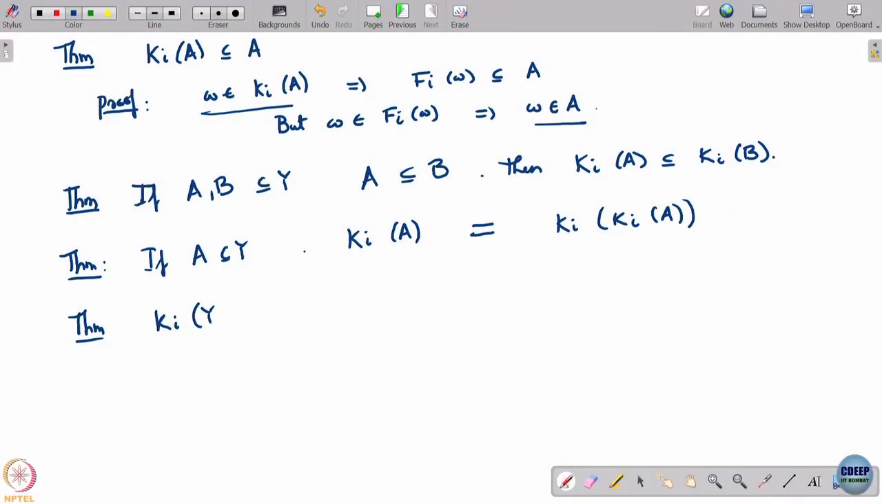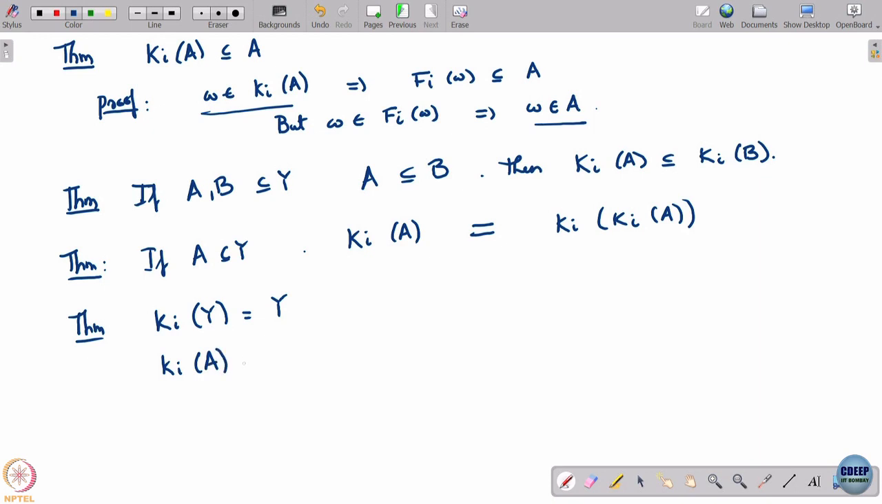Okay. Some more properties. What is Ki of Omega? It's Omega, right? What does this basically say? In every state of the world, every player knows that something has happened. So one consequence you get for free here is that Omega is common knowledge, because Ki of Omega is Omega, and this is true for every player. So every player knows that something has happened in every state of the world.